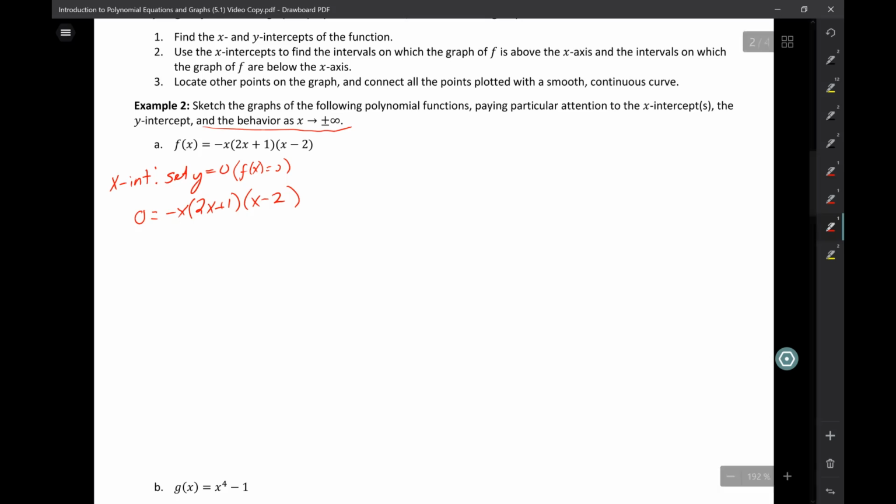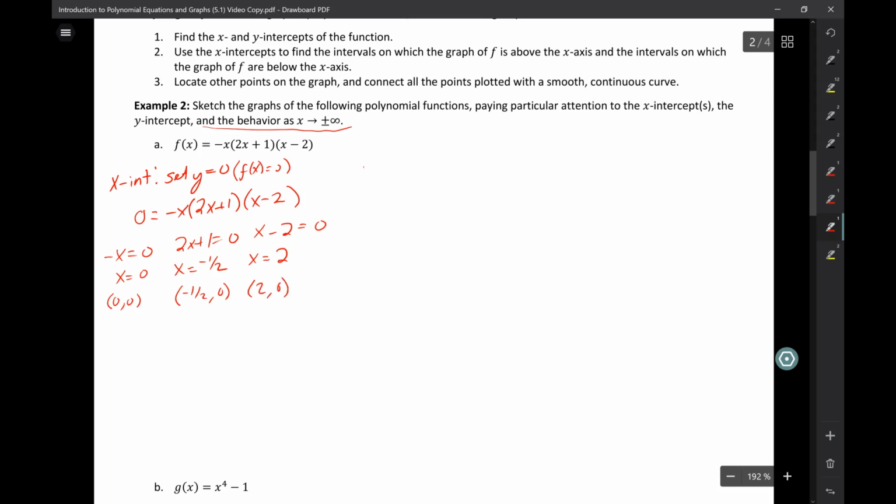When we do that, notice that the right-hand side is already factored out. So we don't have to factor this at all to find the x-intercepts. We just have to set each factor equal to 0. So we have negative x equals 0, 2x plus 1 equals 0, and x minus 2 equals 0. Therefore, x is equal to 0, x is equal to negative 1 over 2, and x is equal to 2. So the x-intercepts are (0, 0), (negative 1/2, 0), and (2, 0).